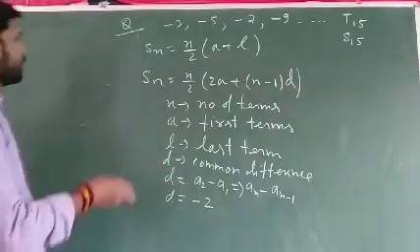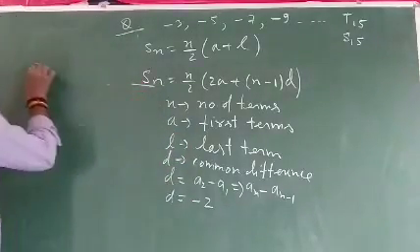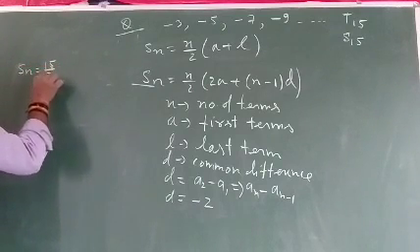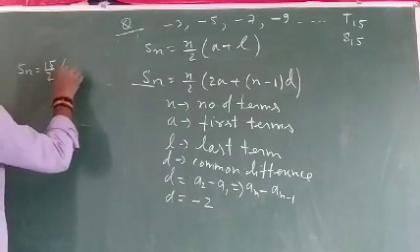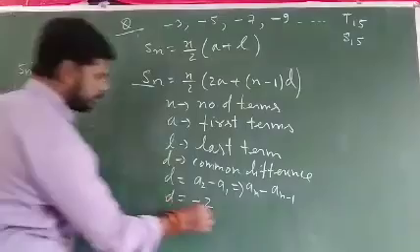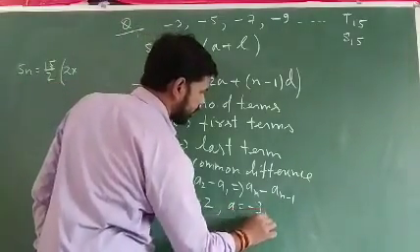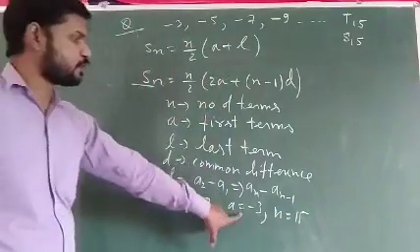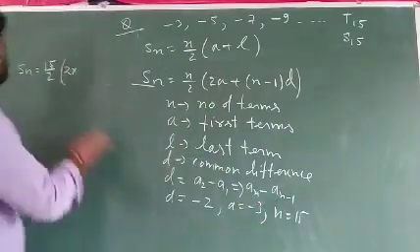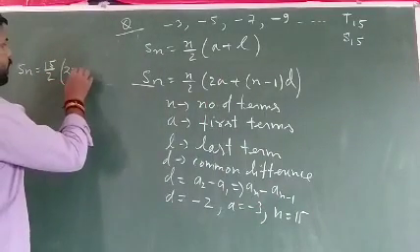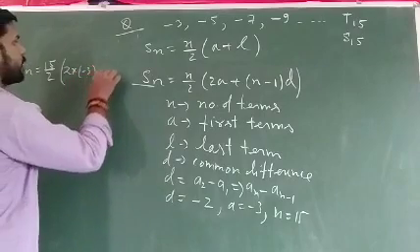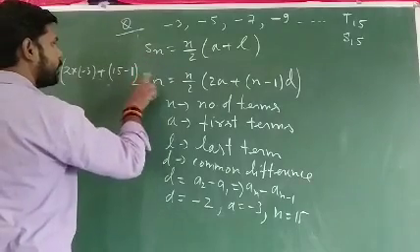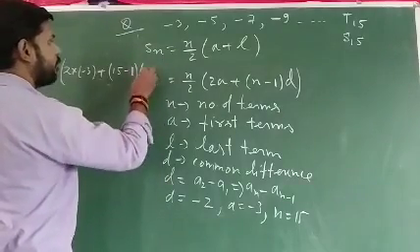So we will use the formula of Sn, and in this formula Sn equals n by 2, means 15 by 2. 2a, 2 into a means minus 3. You can mention here a equals minus 3, n equals 15, d equals minus 2. So Sn equals 15 by 2, 2 into a means minus 3, plus n minus 1 means 15 minus 1, into d. d we can write as minus 2.